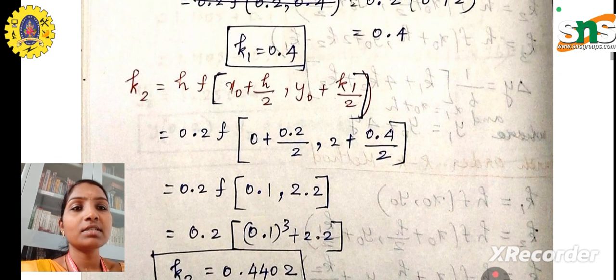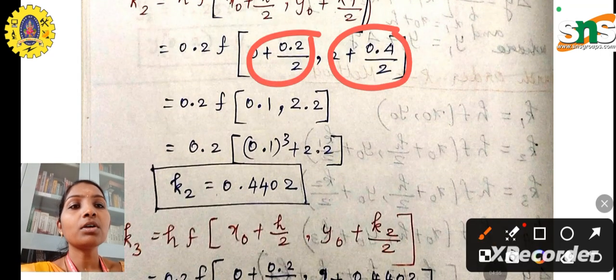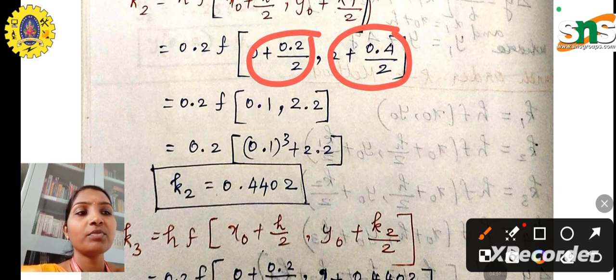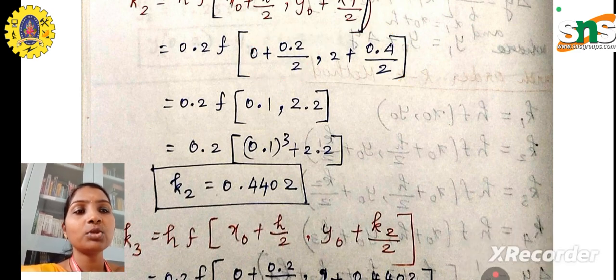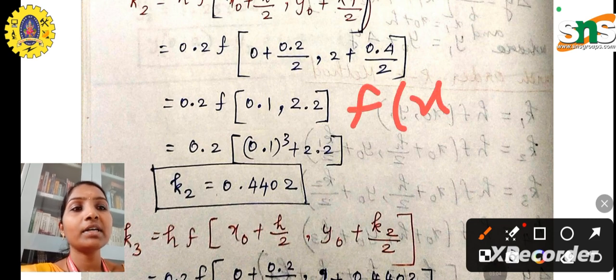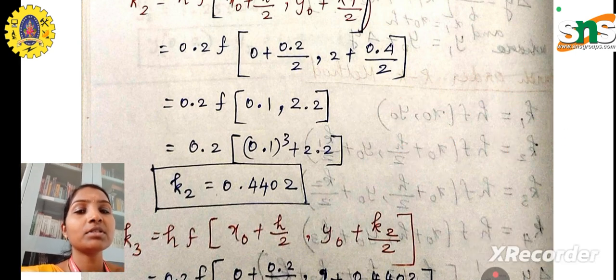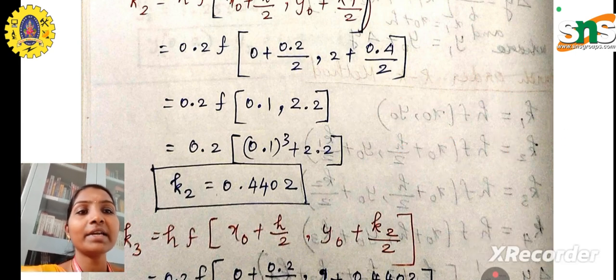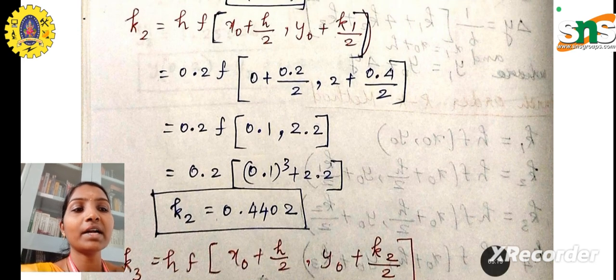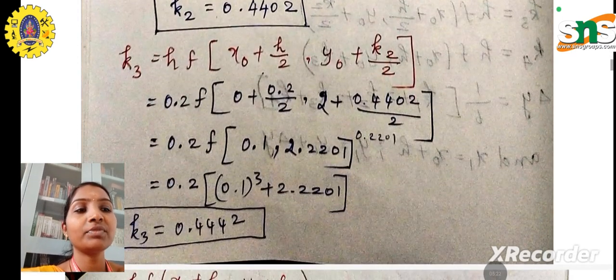This is a separate value for x and this is a separate value for y. These two are separate values, not a single value. We have to note that very carefully. So what is f of x comma y here? In place of x we have 0.1 and in place of y we have 2.2. So we substitute x as 0.1 and y as 2.2. This is what we have done here, and therefore the value of k2 is 0.4402. A simple calculation will do.